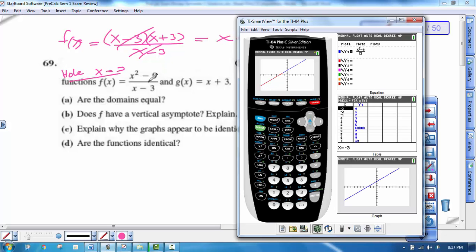Alright, so the blue one is the first one and the pink one is the second one. They look virtually identical except if you go to your table, second table, and we know that at x equals 3 is a hole, there it is. At x equals 3, the first function has an error there. And it makes sense because when you plug in 3, you get 0 in the top and 0 in the bottom, and 0 divided by 0 doesn't make any sense. So that's why it's a hole.